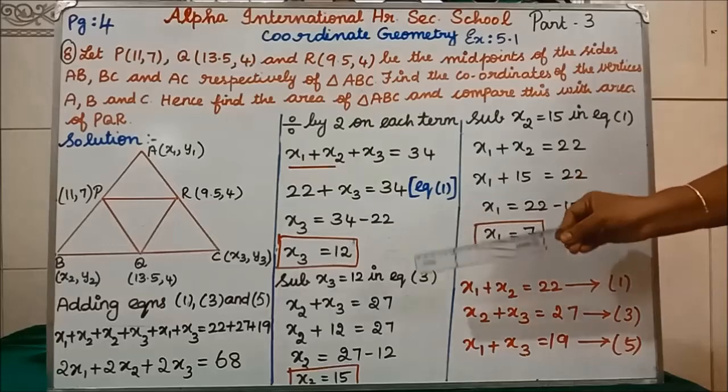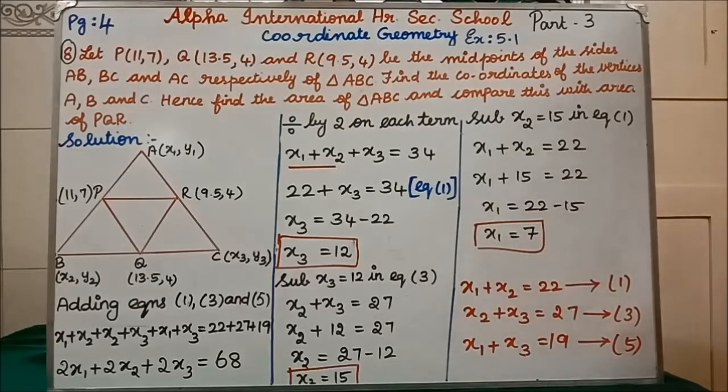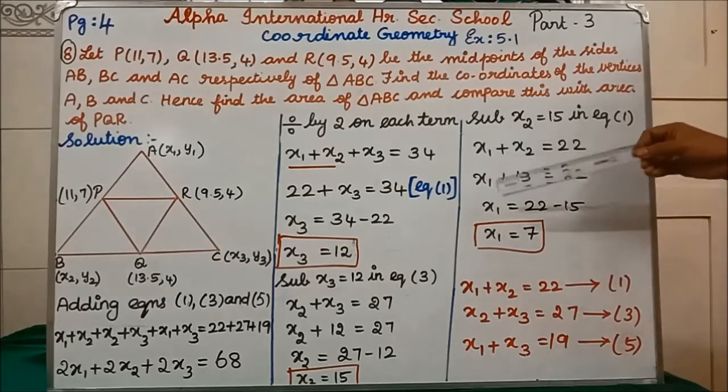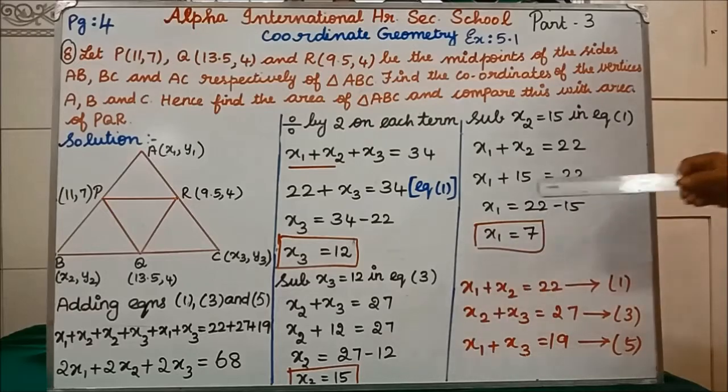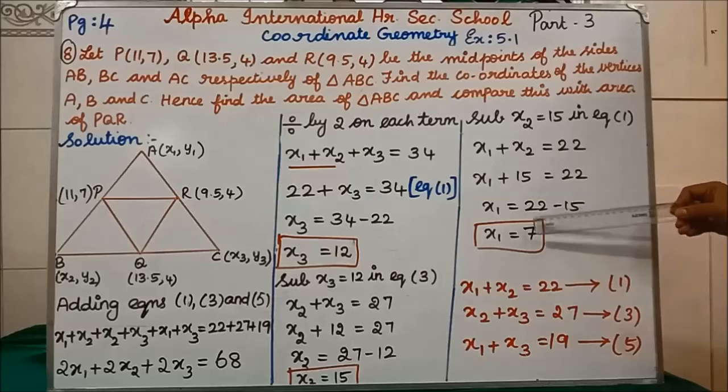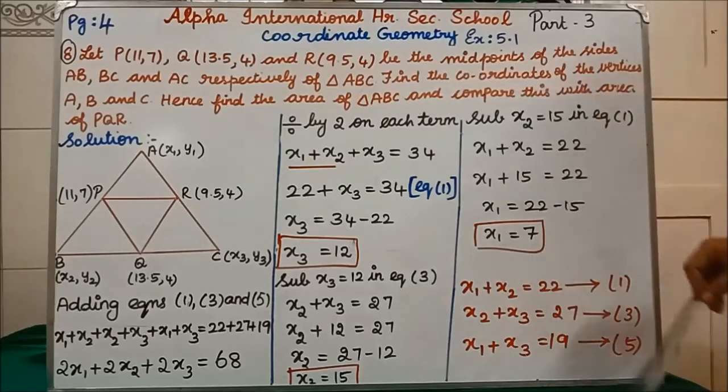Now we have got the x3 value and x2 value. Still one more value we have to get, isn't it? What is that? x1. So where x1 is coming, either you can substitute in equation 1 or in equation 5. I have chosen equation 1. Substitute x2 equal to 15 in equation 1. Equation 1 is what? x1 plus x2 equal to 22. x1 plus, instead of x2 we are having 15, equal to 22. Take this 15 this side. 22 minus 15 is 7. Clear? Now we have got the x1 value, x2 value and x3 value.